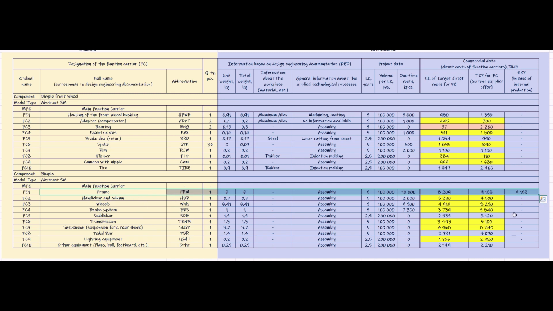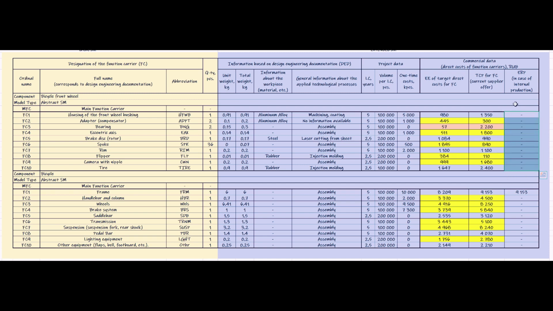Accordingly, the value of 9,153 rubles, conventional monetary units, should be automatically extended to the adjustment column Technical Commercial Proposal, or TCP, which is what we see in our bike abstract structural model. For the front wheel analysis object, respectively, the ERP column doesn't contain any values.